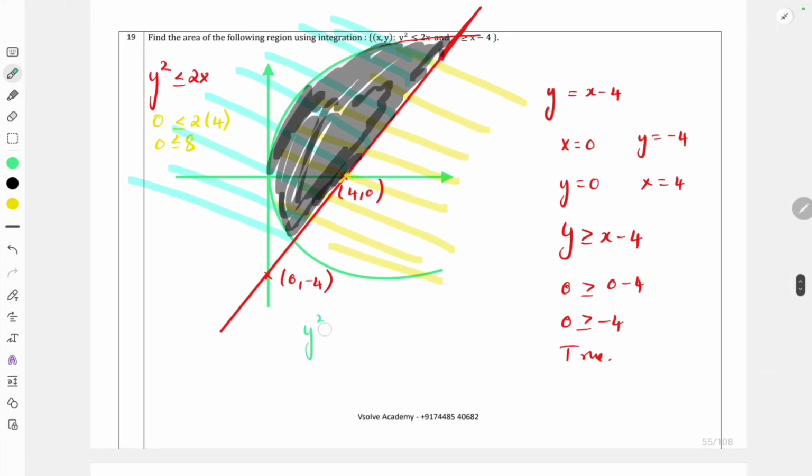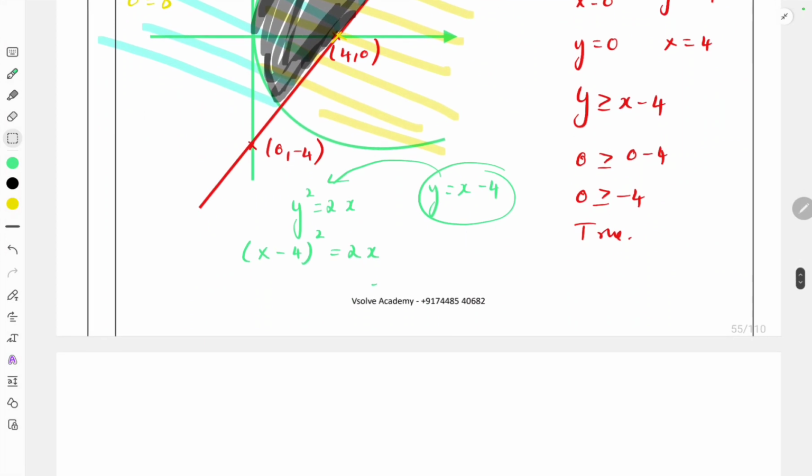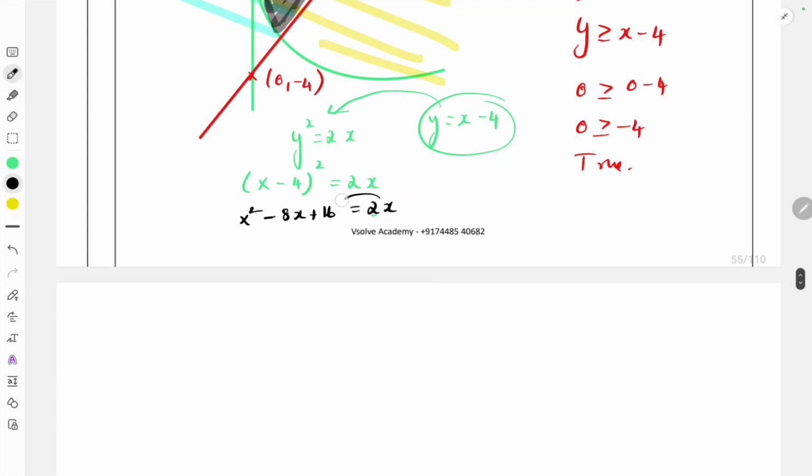So here they have y square equal to 2x and y equal to x minus 4. For the point of intersection, in place of this y, I can substitute x minus 4. So x minus 4 the whole square equal to 2x. Now if we solve this, it will be x square minus 8x plus 16 equal to 2x. If this 2x comes here, it will be minus 2x, so it will be x square minus 10x plus 16 equal to 0.